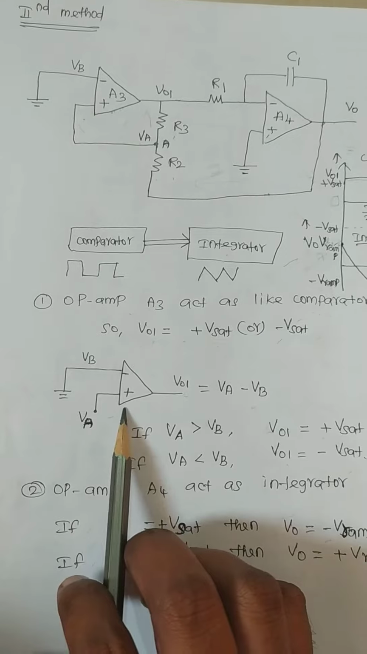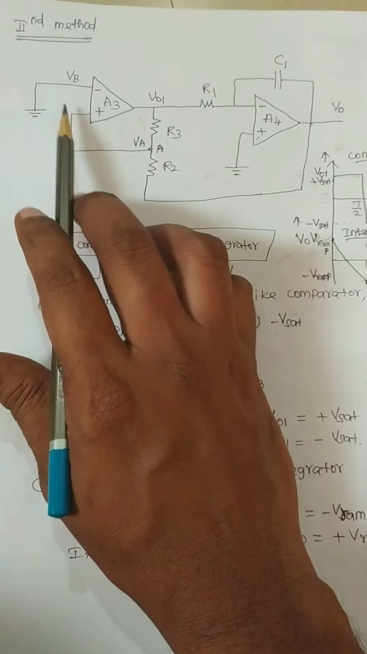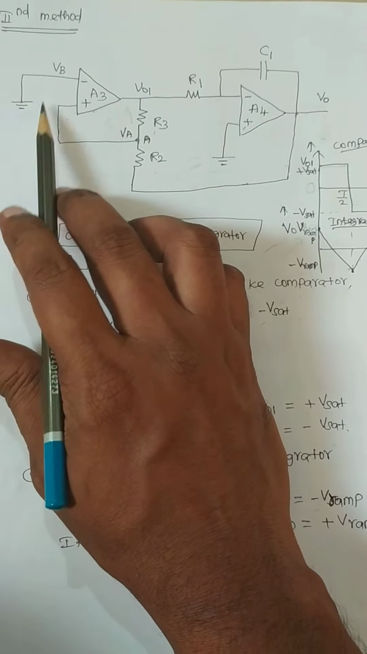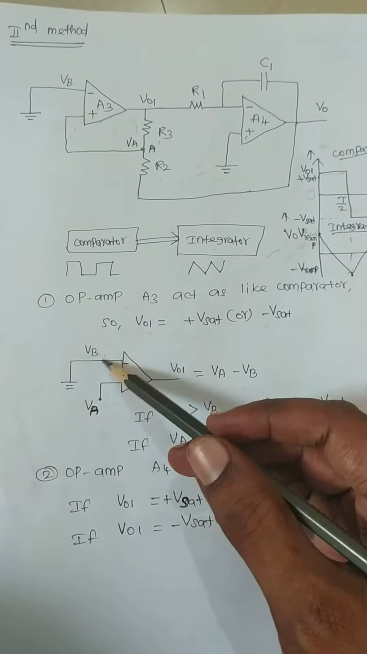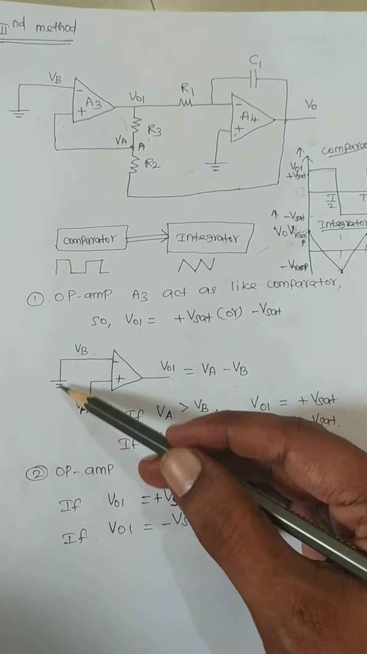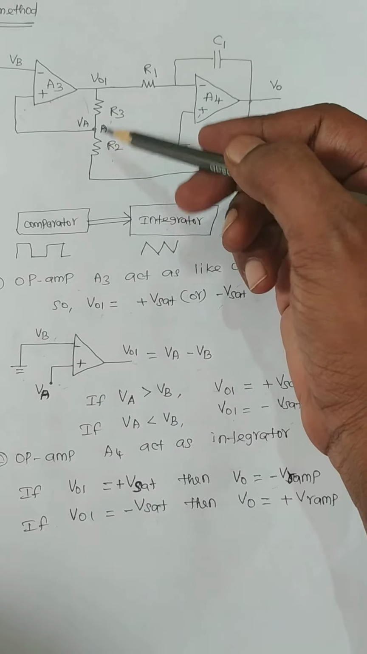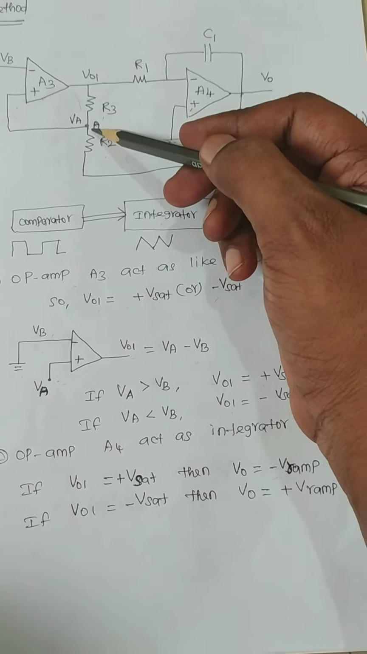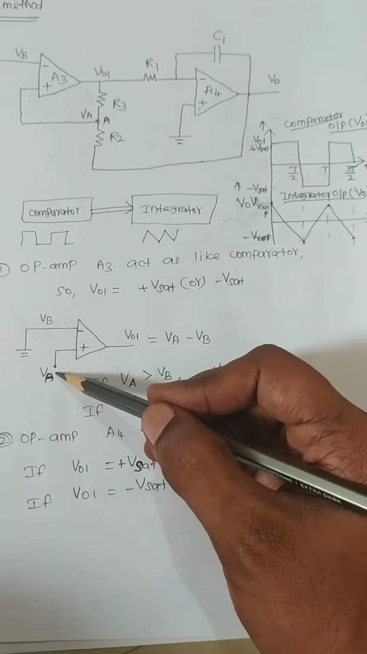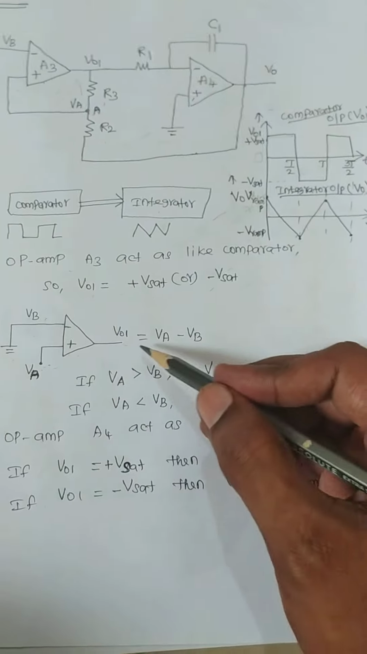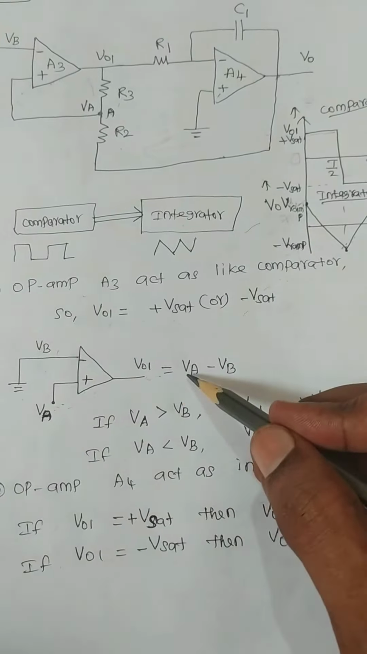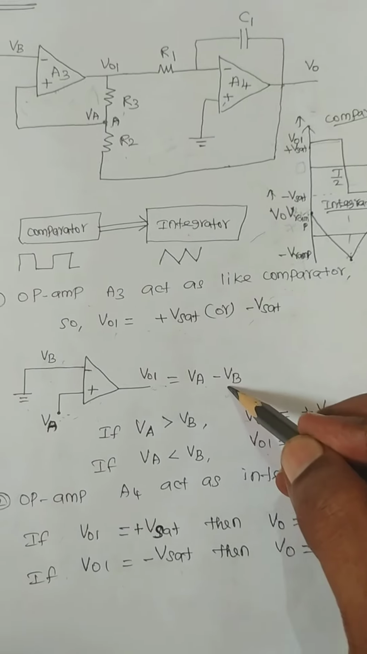So this is the comparator circuit diagram. In the second method our inverting terminal is connected to ground. So I draw the same circuit here. VB will be connected to ground. VA is the potential divided between these two resistances, and that is the input of the non-inverting terminal. So the comparator output depends on VA minus VB.